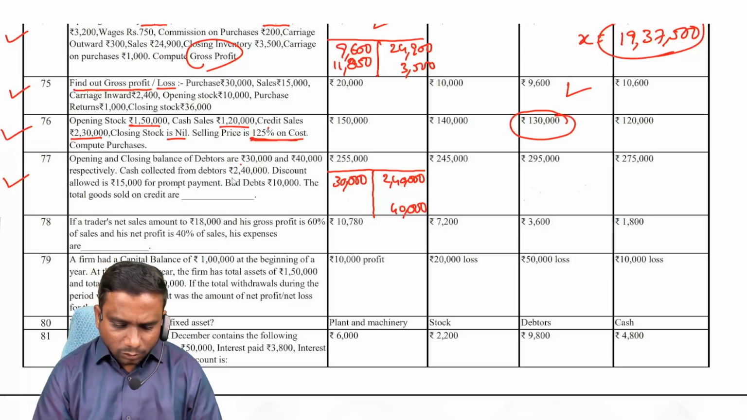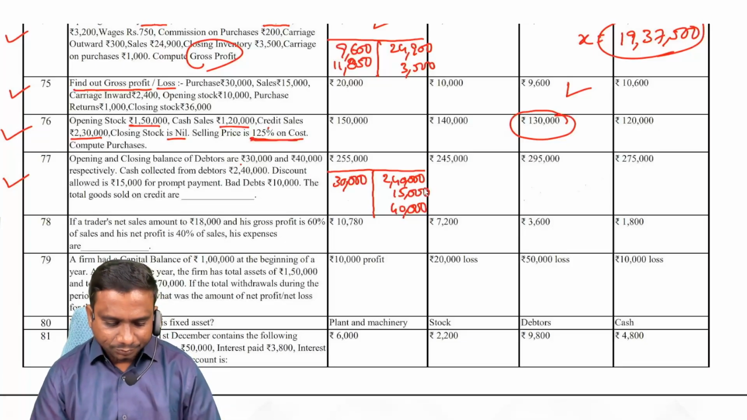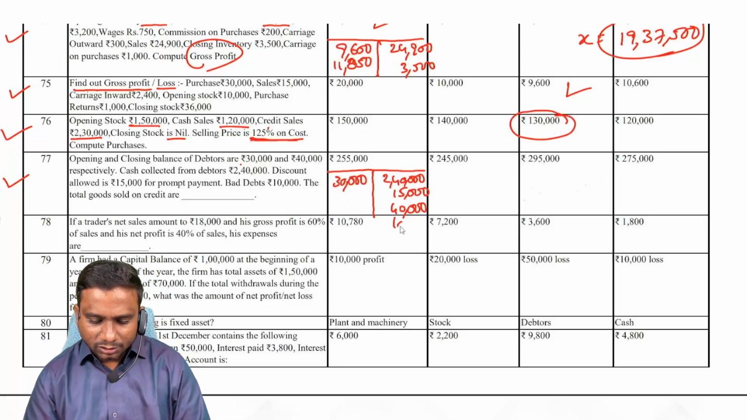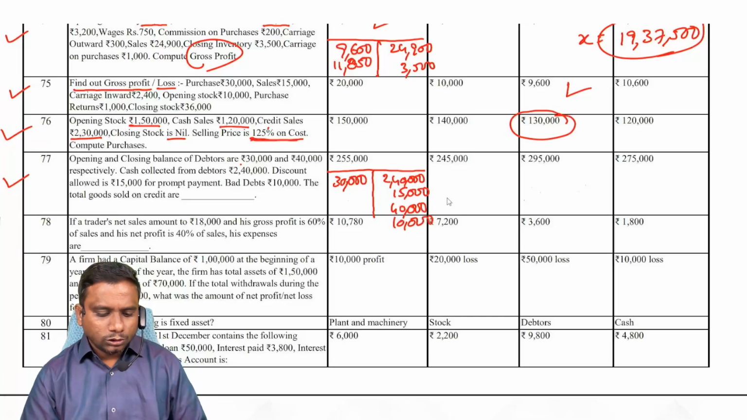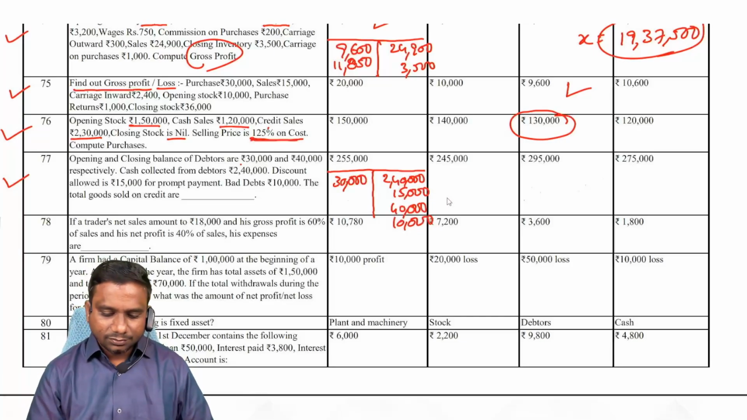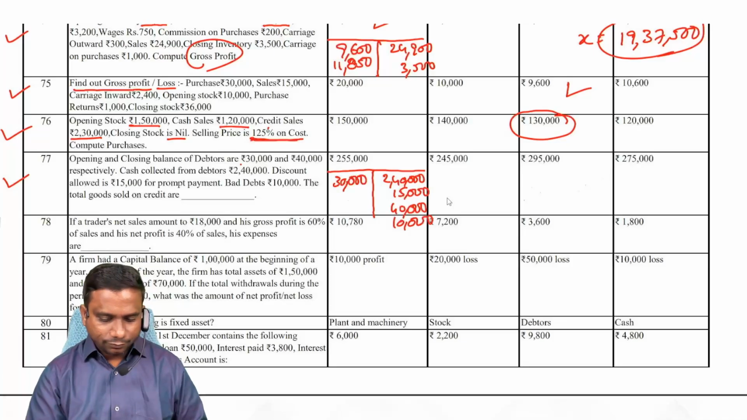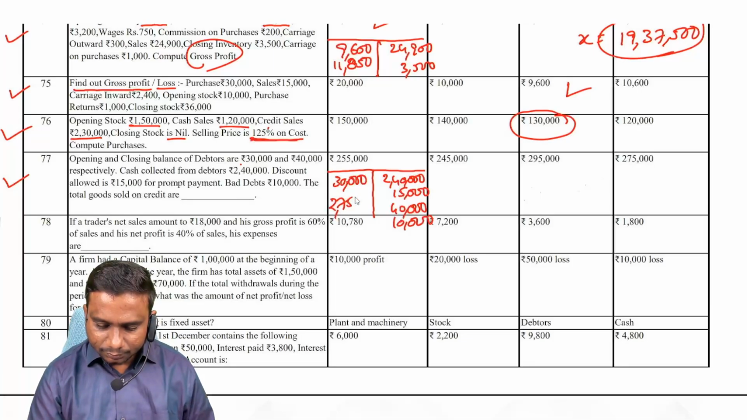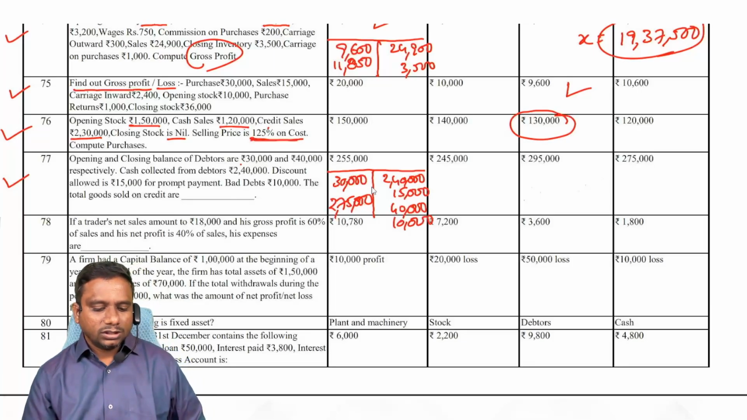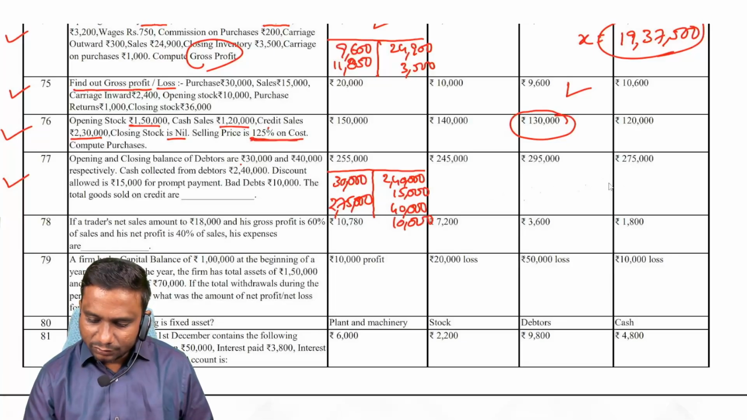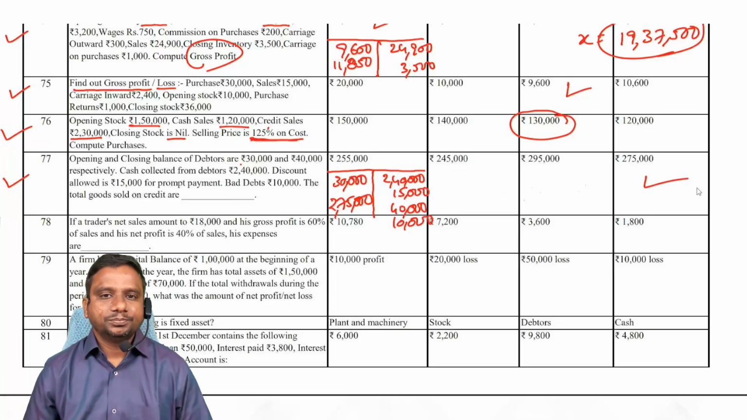Discount allowed 15,000, credit for prompt payment. Bad debts 10,000, credit. The total goods sold, simple. Credit sales they are asking. So 2,40,000 plus 15,000 plus 40,000 plus 10,000, 3,05,000 minus 30,000. 2,75,000 is goods sold on credit. 2,75,000. Option 4 is correct.